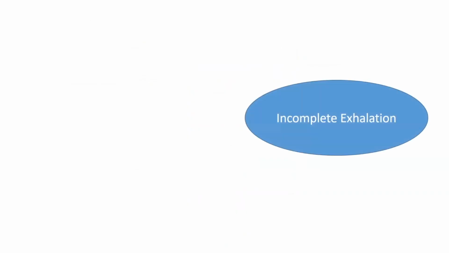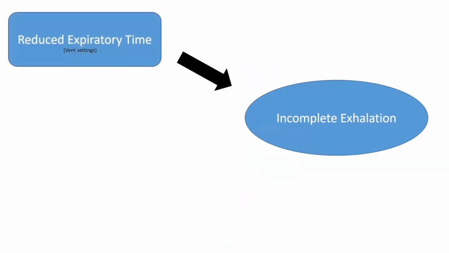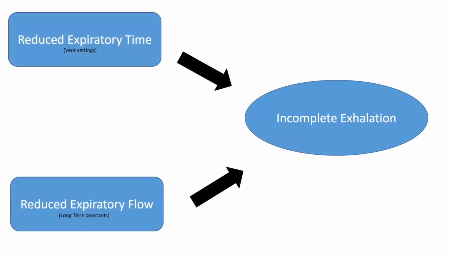Now, how does that occur? So we're going to start with the concept of an incomplete exhalation. So the lungs are not returning to their baseline state. And what are the main factors to be considered when that doesn't happen? This is important because we need to delineate these two, because it's going to affect our management on how we're going to change the ventilator when we notice this in our patients.